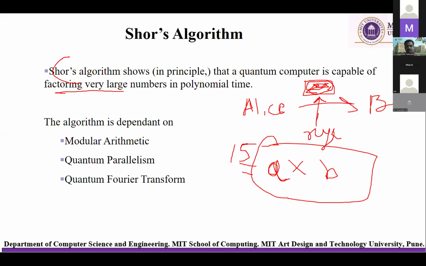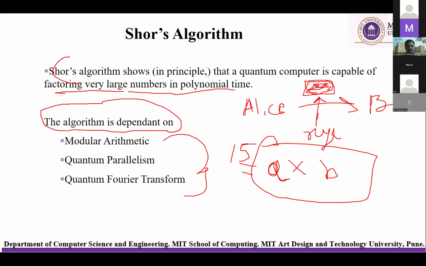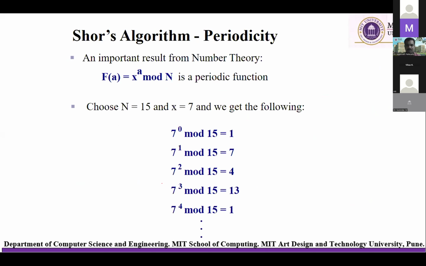We can use this particular algorithm to factor very large numbers in polynomial time. So this algorithm is capable of factoring very large numbers in polynomial time. This algorithm is dependent on three concepts. First one is modular arithmetic, then quantum parallelism, and quantum Fourier transform. So one by one we'll see the different steps which are involved in Shor's algorithm.